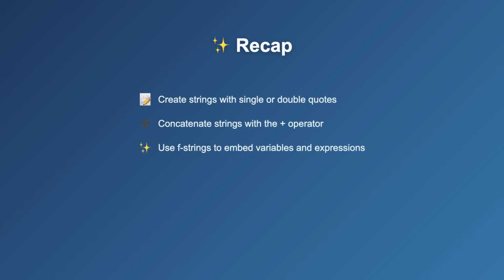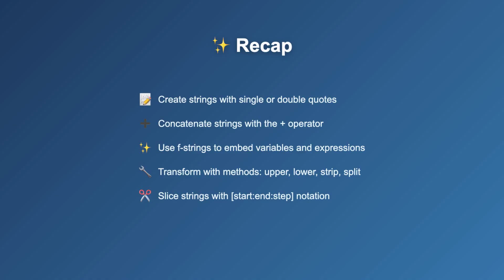Let us recap what we learned about strings. Strings can be created with single or double quotes and combined with plus. F-strings embed expressions with curly braces. Methods like upper and split transform strings. Indexing and slicing let you access parts of a string using square brackets.